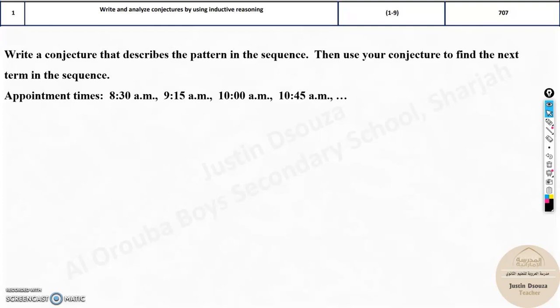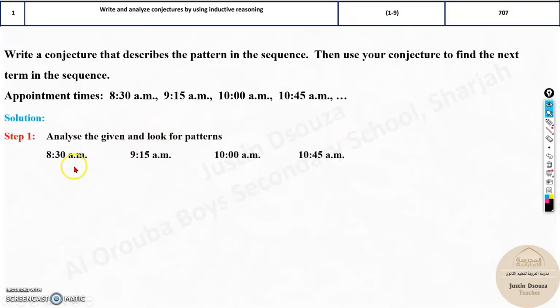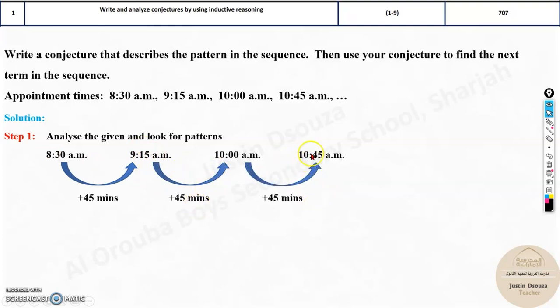Now you can see the appointment times, that is 8:30 a.m., 9:15 a.m., 10 a.m., 10:45 a.m. So what's going on? It might be a doctor's clinic, and the appointment times are given such that after every certain time you get another appointment. So if you look closely, analyze this, look for the patterns. Now, what's being done? Over here, you can see there's a 45 minutes gap from 8:30 to 9:15. Again, 45 minutes. Again, there is 45 minutes. So what will be the next appointment time?